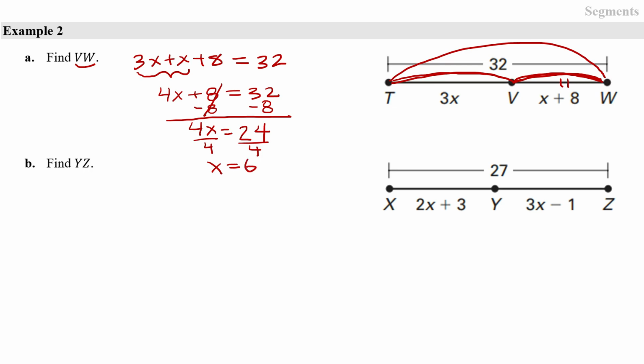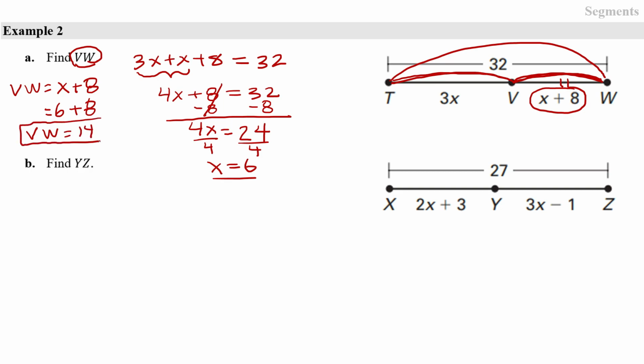But that's not the answer. That's the value of x. The question says find the distance from B to W, because according to this diagram, VW is x plus 8. So VW is x plus 8, and I just found x. Then I can substitute: x is equal to 6. I can plug in 6 here for x, and 6 plus 8 is going to be 14. So the final answer is VW equals 14.